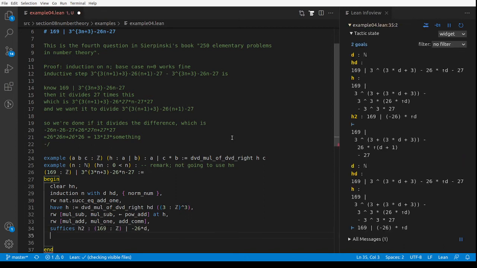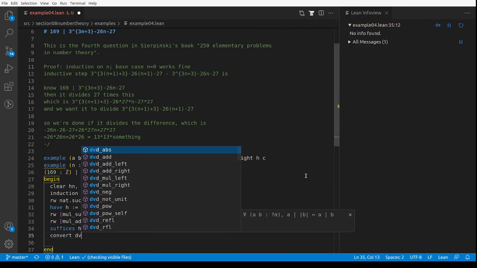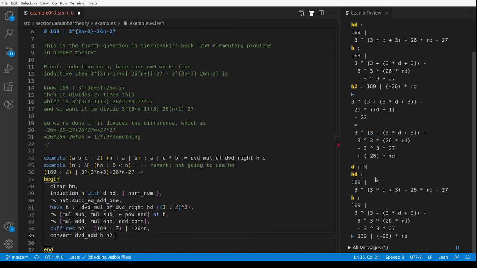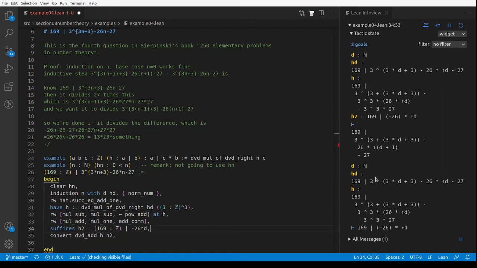H2. I'm going to change the right hand side, and then I want to do something like convert. The idea is that if I add h and h2, I'm going to get exactly this object here. So convert, what was that called? Dvd_add h2. Oh, why have I got 2 goals? Oh, I see. Suffices this. I could put a sorry here.